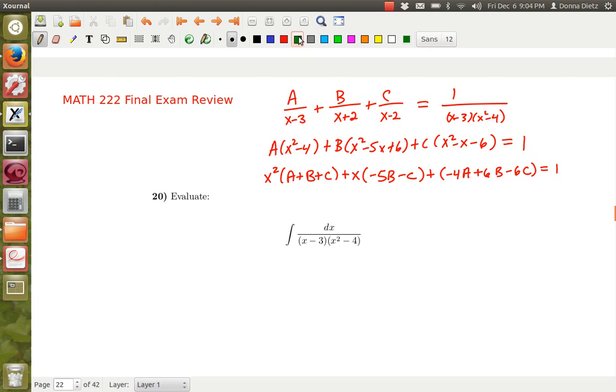Now it equals 1. So it means, for example, this guy is going to be 0. This guy has got to be 0. And this guy has got to be 1. But what if instead we had said, I'll make something up, 13x squared plus 4x plus 7, then the 13 would go over here, and the 4 would go over here, and the 7 would go over here. So A plus B plus C would be 13. And minus 5B minus C would be 4. And this whole mess would add up to 7.